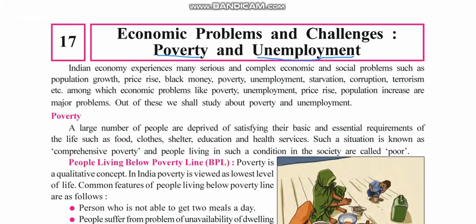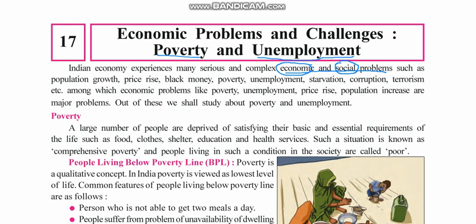So let us start. The Indian economy experiences many serious and complex economic and social problems. Now, as I told you, problems related to money are termed as economic problems. At the same time, there are social problems. What are social problems? Problems related to society are termed as social problems.